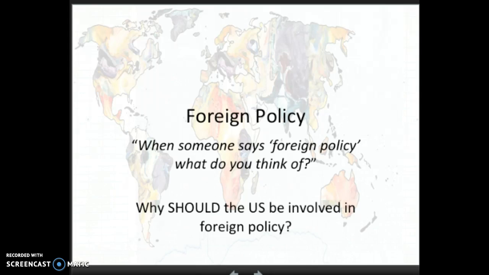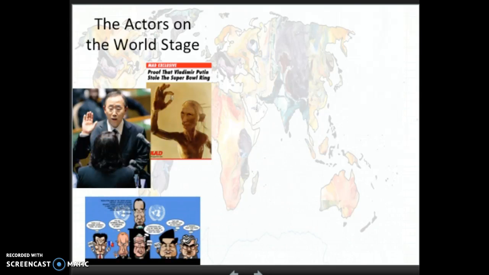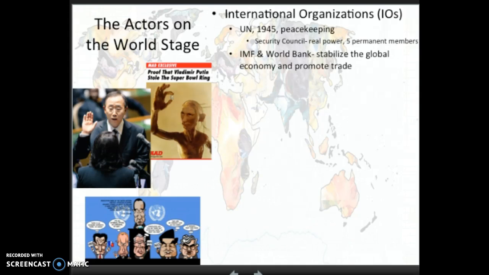The United States should be involved in foreign affairs, but there can be instances when foreigners accuse the United States of butting in to other countries' problems or using our power unfairly. So those are some of the things that I want you to consider over the next couple of slides. Actors on the world stage. Some of this should be a review.